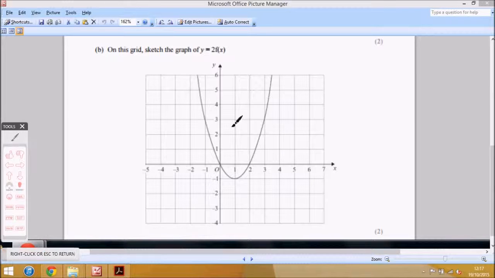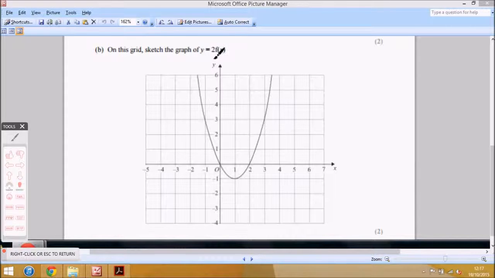Okay, so as you saw in part A, we had a transformation which only affects the x value. So it's unlikely for that to happen again. We're not going to get another question which only affects the x values, or only a shift in the x direction. If you have a look at this part here, it says on this grid, sketch the graph of y is equal to 2f(x). So it's most likely going to affect the y coordinates only.